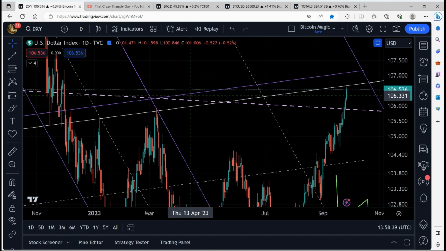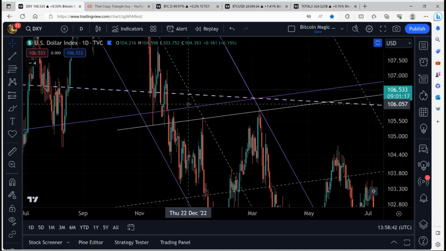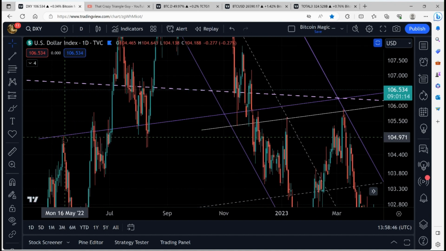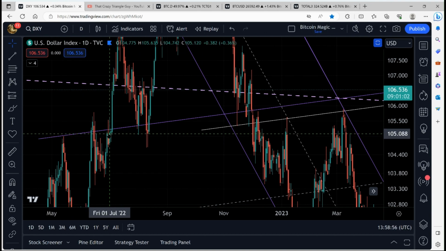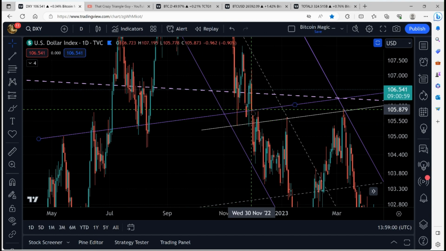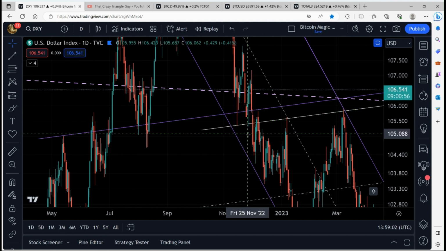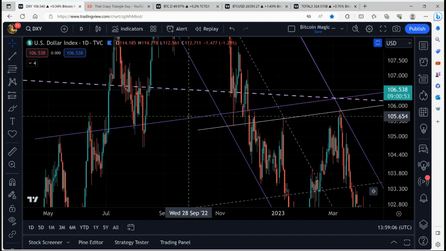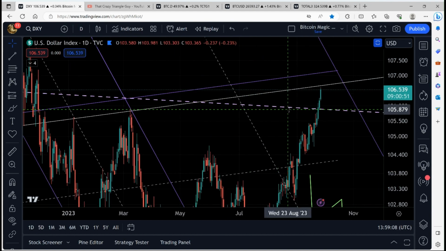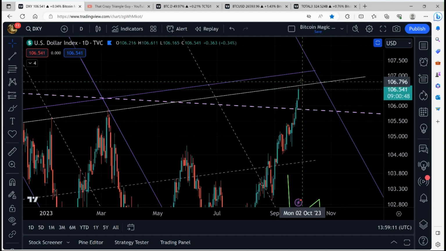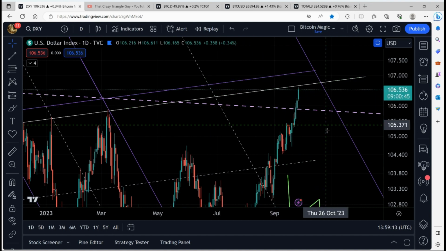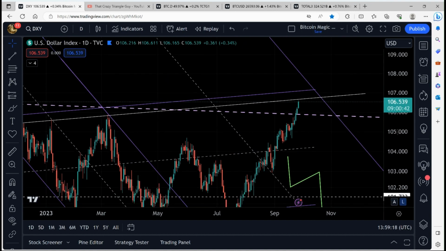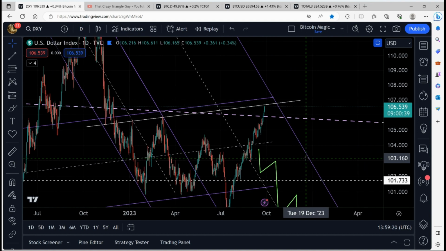Or we could come all the way up to this other purple line here, which I just set at this high back here. Doesn't really hit a lot of other things. It just kind of generally hits towards the tops and bottoms of some other candles. It hits here and here. So we're looking for a rejection soon, and we're going to start heading back downwards on the DXY over the next month or so.